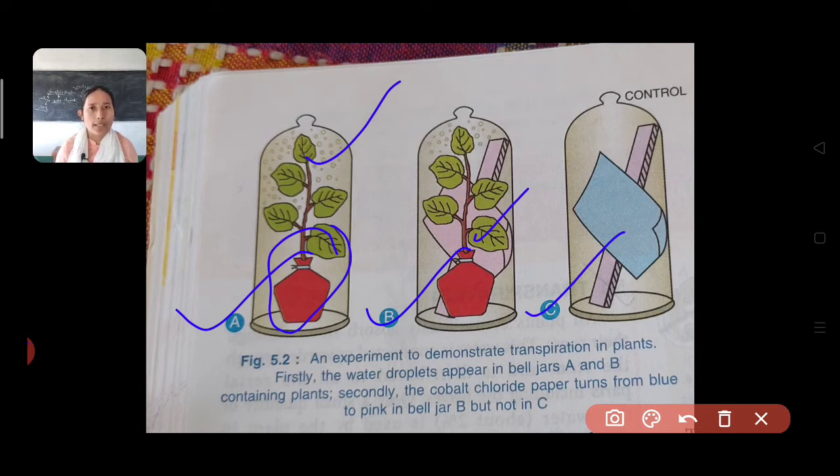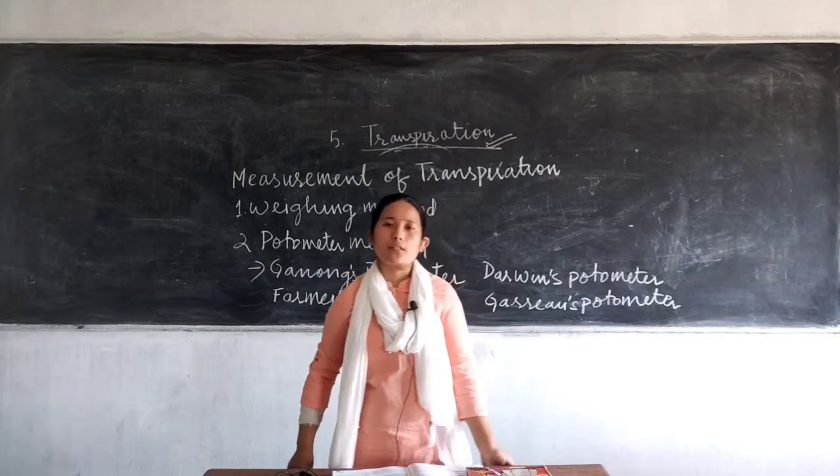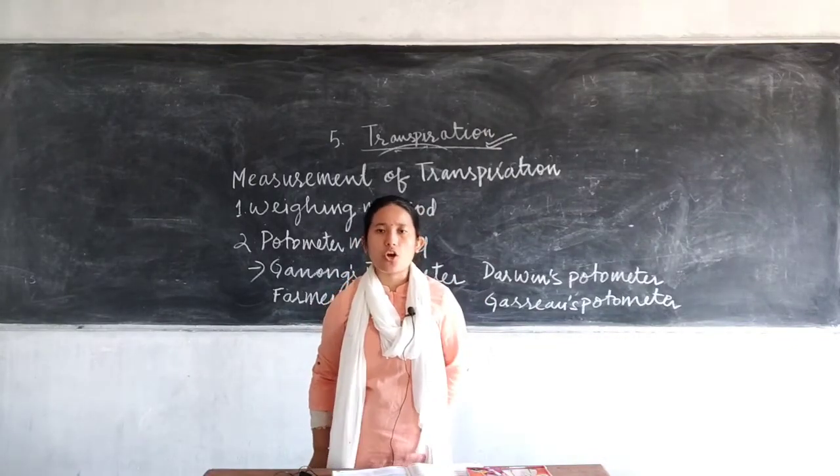So these two experiments that we have discussed today are very important. You should be able to reason out why the pot is covered, why your bell jar has to be properly sealed, what is the use of cobalt chloride paper, what is the initial color of a cobalt chloride paper, and what happens to the color when it comes in contact with water. So you should be able to reason out all these things. These are the questions which are often asked from this particular chapter. Okay. We have already discussed the experiments which prove that transpiration occurs in plants.